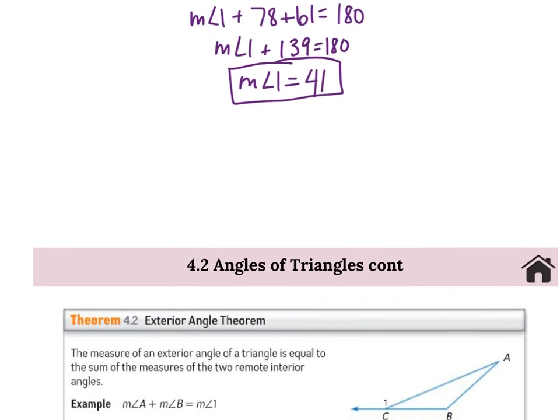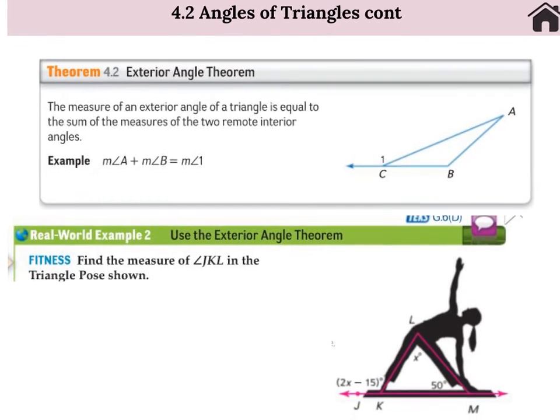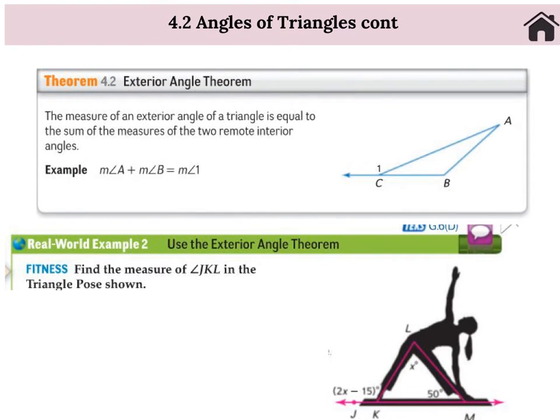Okay, so moving on. We just talked about the interior angles, but now we're going to talk about the exterior angles. This is still the same topic, but now we're going to be looking at the exterior angle theorem. This theorem states that the measure of an exterior angle of a triangle is equal to the sum of the measures of the 2 remote interior angles. These are going to be the angles that are opposite and far away, but still within your triangle.